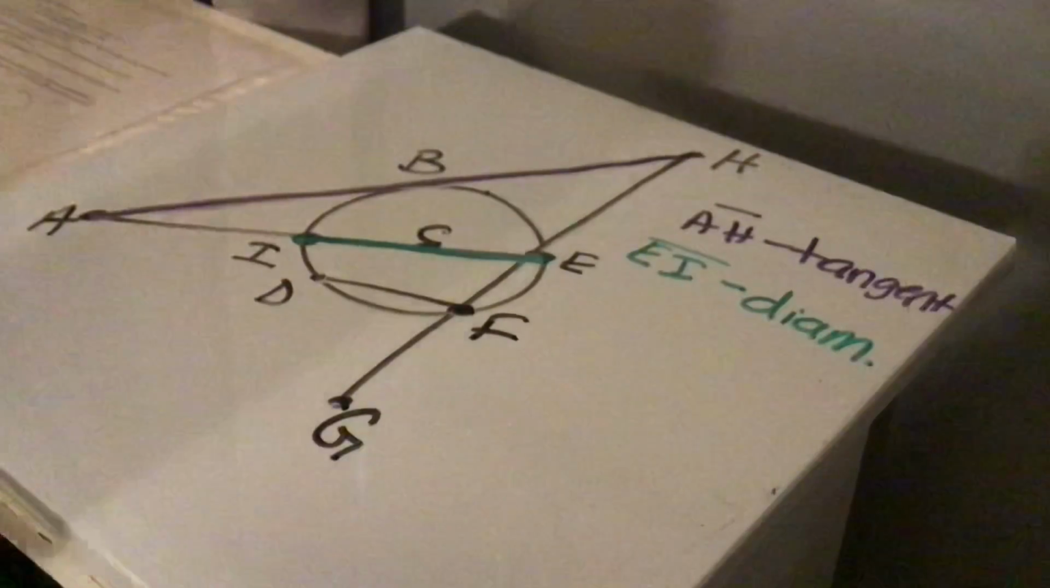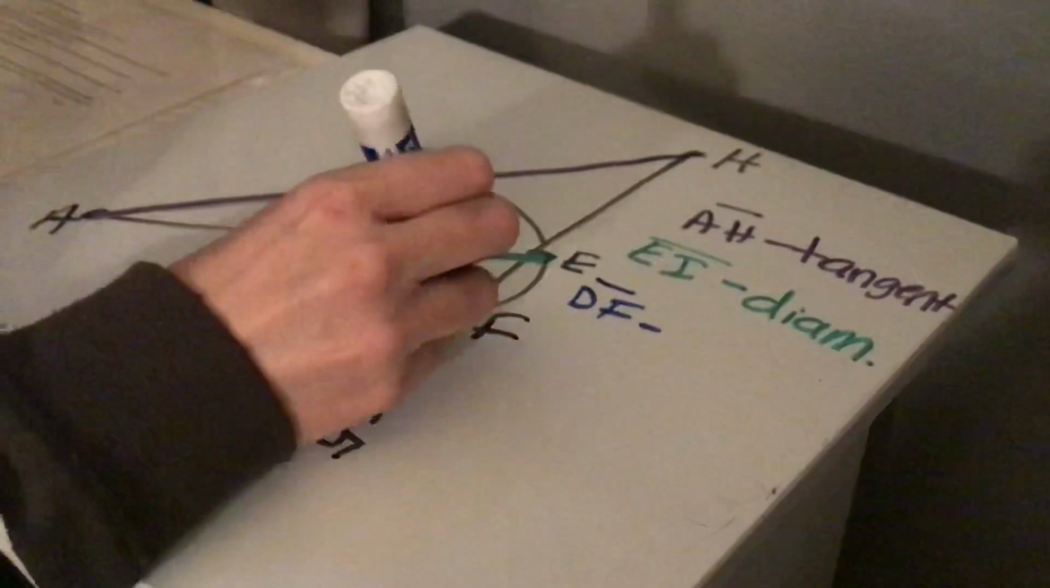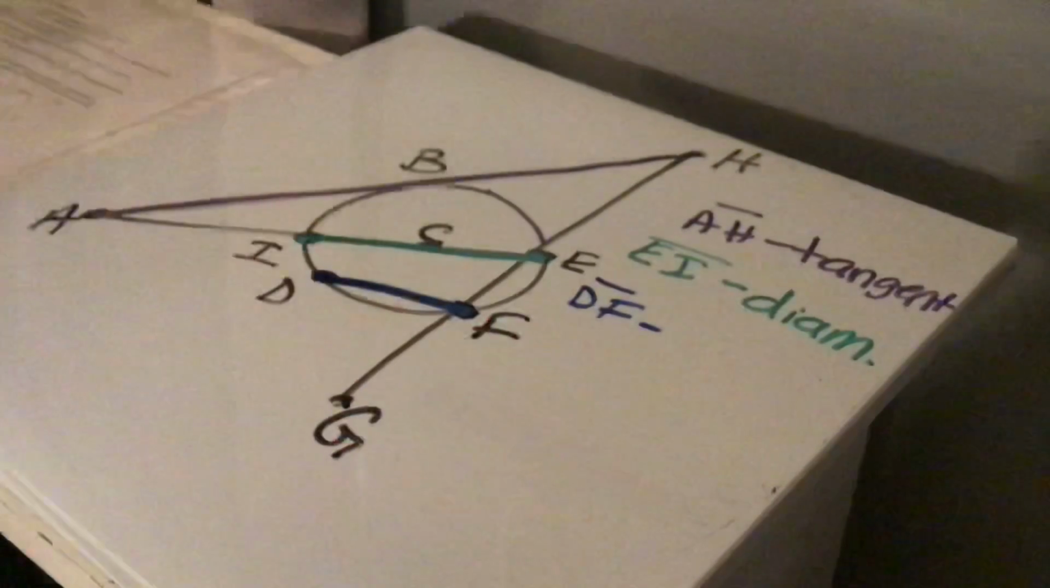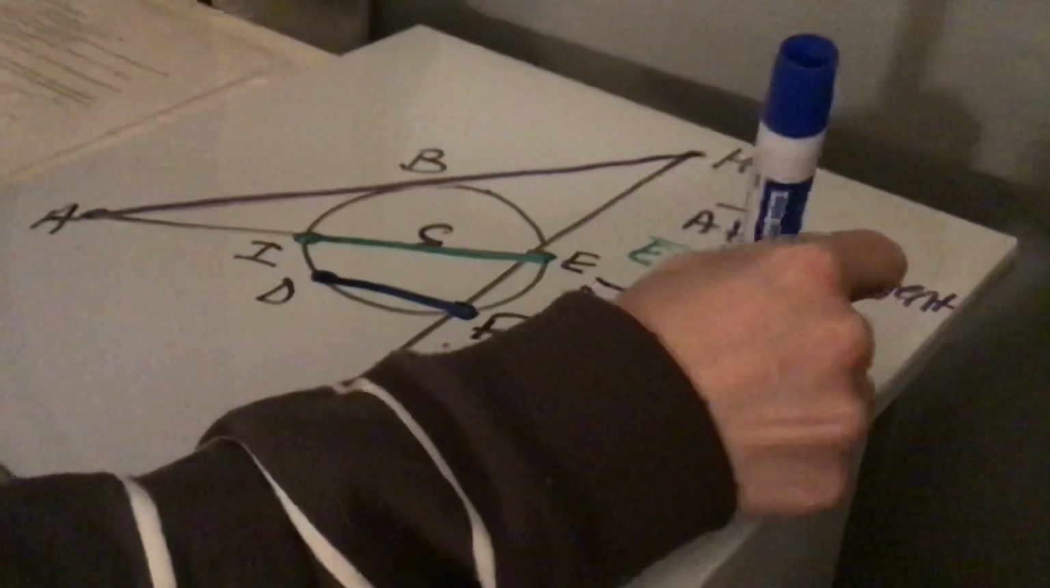Okay, then DF. So D and F, both are on the circle. DF does not pass through the center, so this is a chord.